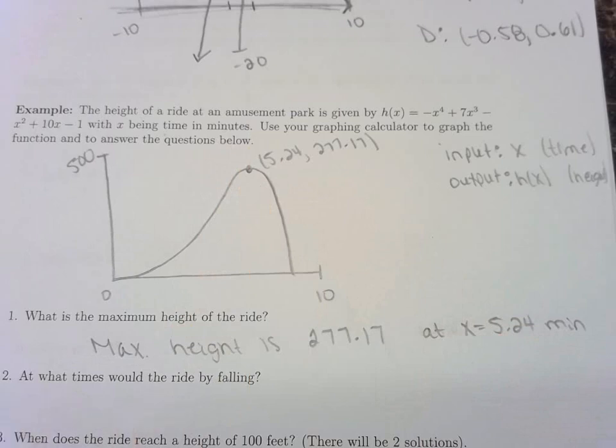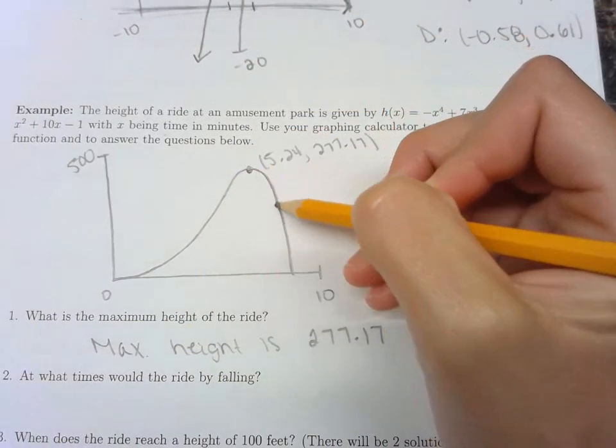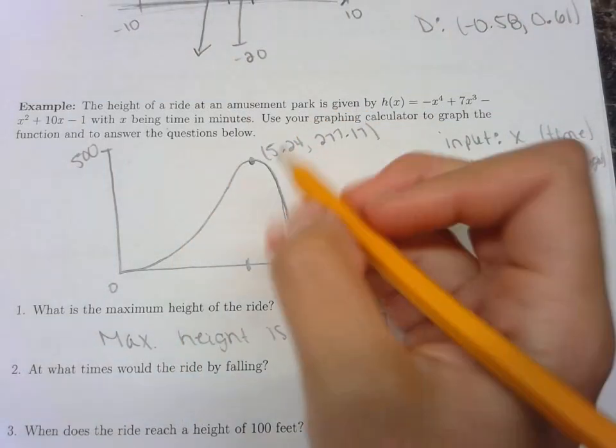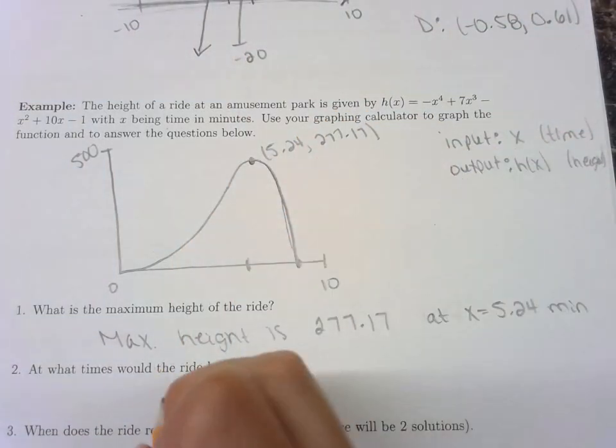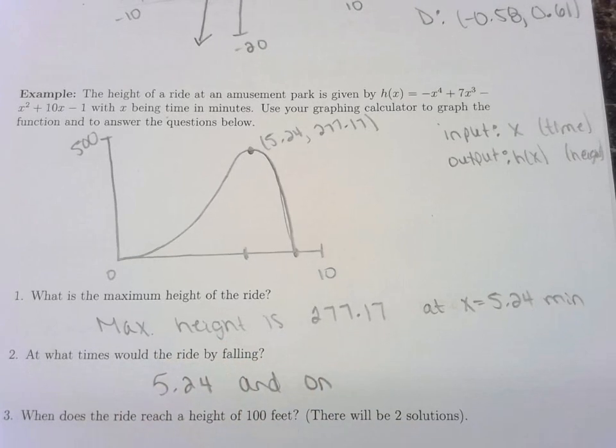Number 2, at what times would the ride be falling? Okay, so anytime we have a decrease. So the decrease would be here to here. So that would be 5.24 to here. I'm just going to put 5.24 and on. So once you've hit 5.24 minutes, you're going to be falling the rest of the ride.